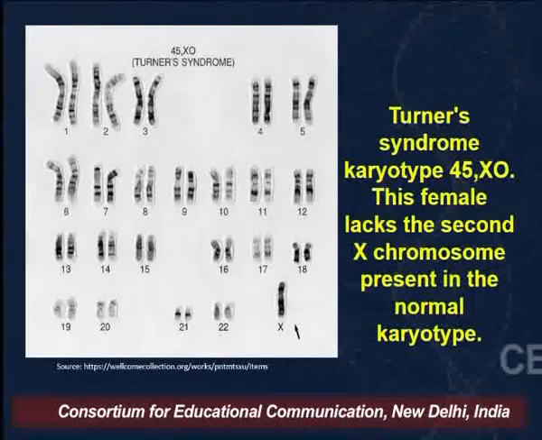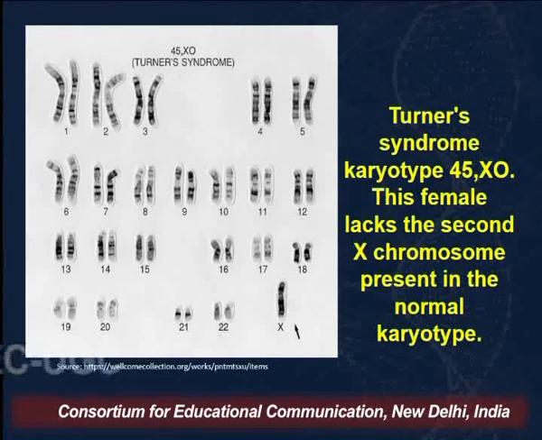Now the Turner syndrome karyotype is shown over here. So we know that it is a karyotype of 45 chromosomes. One of the X chromosomes is missing over there, so many times it is referred to as XO. The female lacks the second X chromosome which is present in the normal karyotype.